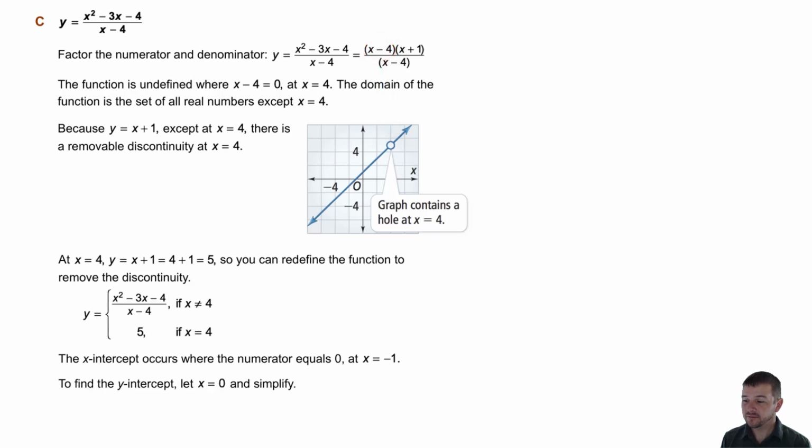To find the y-intercept, let x equal 0 and simplify. Our function becomes y equals 0 squared minus 3 times 0 minus 4 over 0 minus 4. Simplifying, that works out to 1.